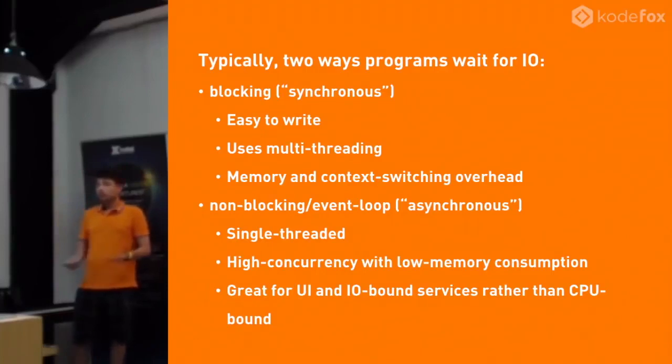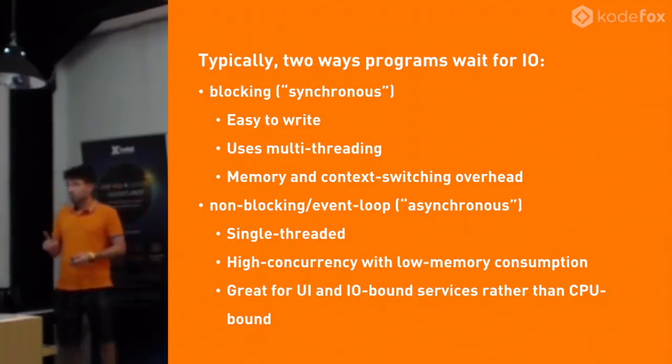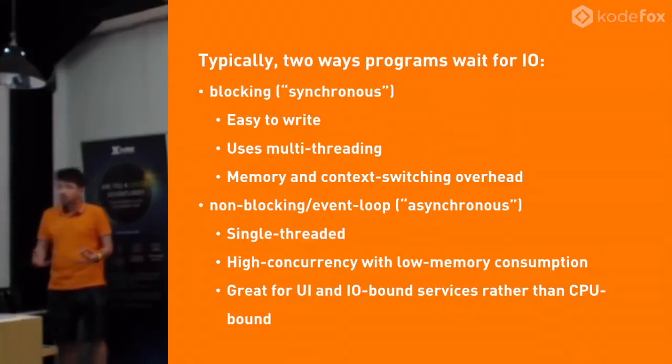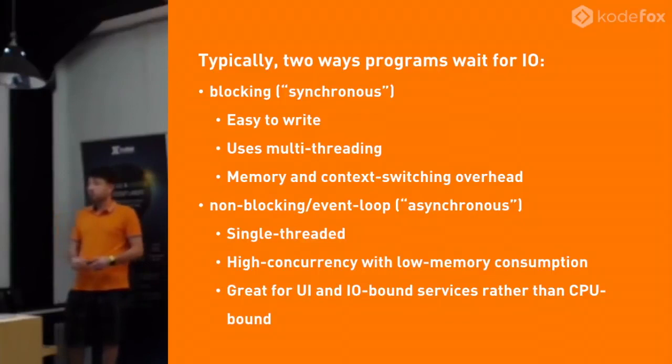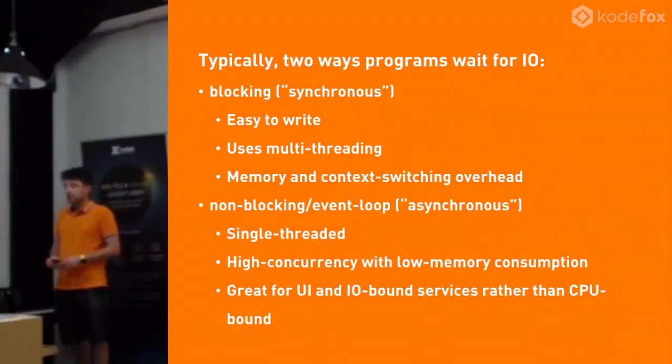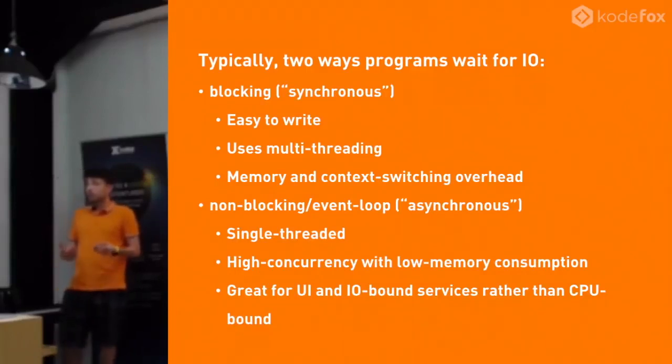The other paradigm is the non-blocking or event loop style. That's single-threaded, so everything runs in one thread, which means we cannot block the thread. We do get high concurrency, and we get low memory, so that's the win. It's really good for UI, so user interaction stuff. That's why the browser uses the event loop pattern. It's also good for I/O-bound services, things that do a lot of reading from network, database or disk, but it's not great for things that are CPU-bound, because anything using the CPU is blocking other things that could be happening.